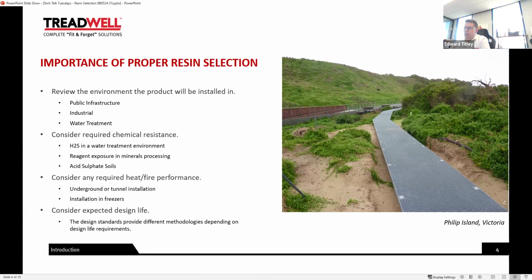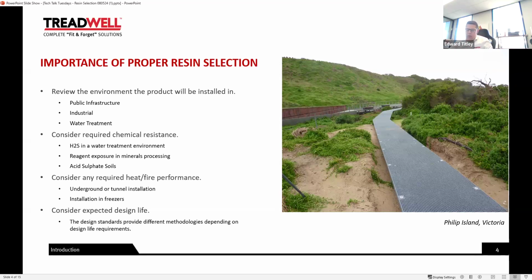Consider any required heat or fire performance, specifically important in underground installation like rail tunnels, for example, or underground mining. Or also another example we come across is food processing, where the product might be installed in a freezer or as an access structure to a large oven. These are things we need to consider to ensure that we specify the right resin that's going to perform in that environment. And lastly, we need to consider the expected design life.